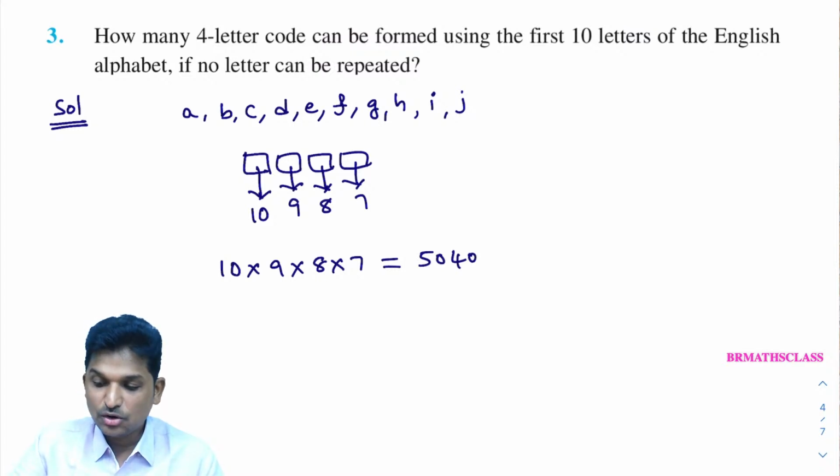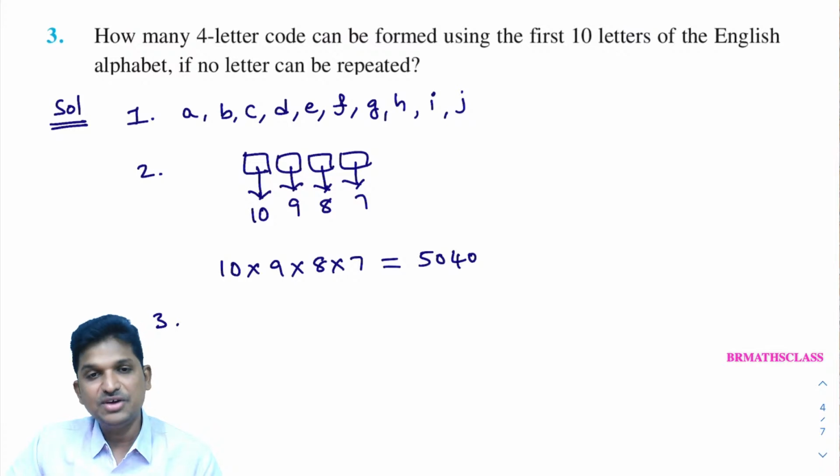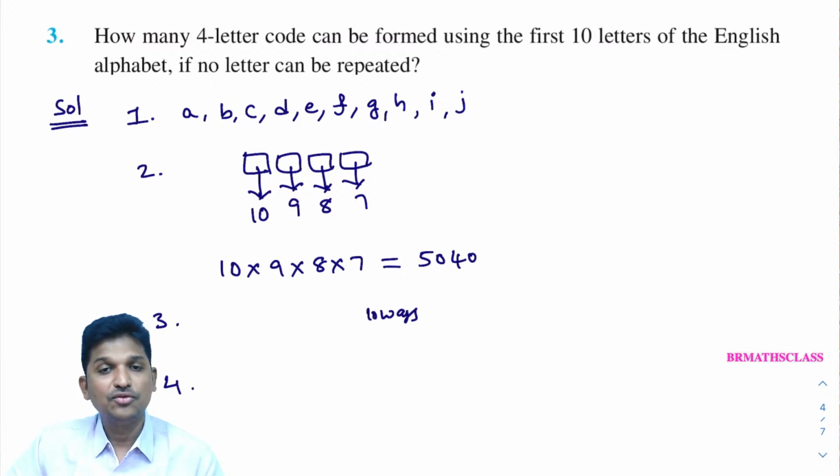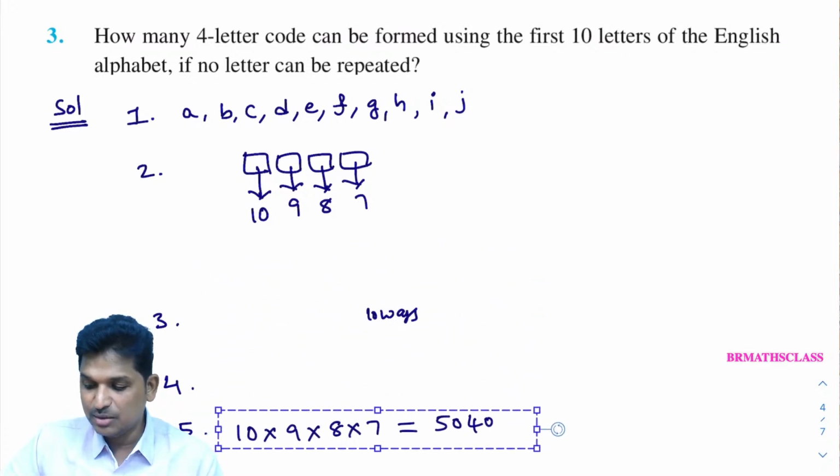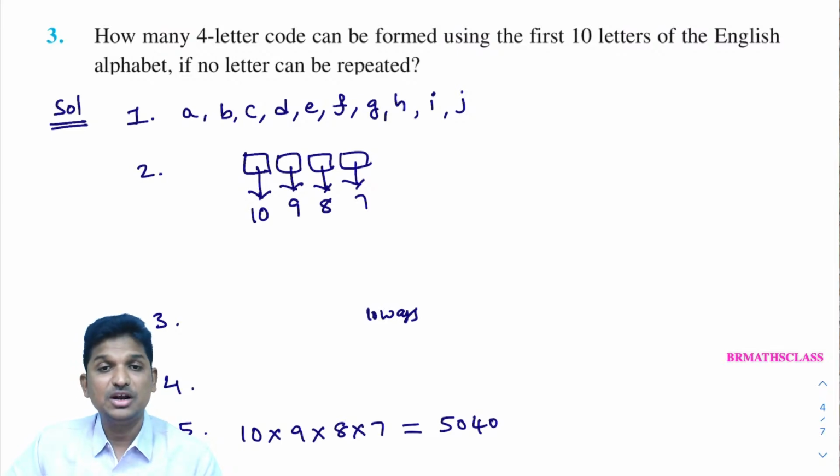Okay, suppose if you want to write all these things stepwise, what you need to do? First, this is the first step. Next, this is the second step. Next, third step. First box can be filled in 10 ways. Next step, as repetition is not allowed, second box, third box, fourth box can be filled in 9, 8, 7 ways respectively. Fifth step, by the fundamental principle of multiplication, the total number of 4-letter codes that can be formed from the first 10 letters of the English alphabet when repetition is not allowed is equal to 10 into 9 into 8 into 7, that is 5040. Okay, right, good. So we completed the third problem.